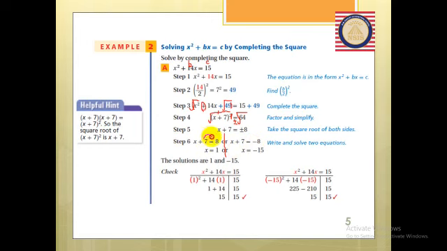Positive 7 will go to the other side with negative, so x equals 1. Positive 7 will go to the other side with negative here, so x equals negative 15. So my solution is 1 and negative 15.